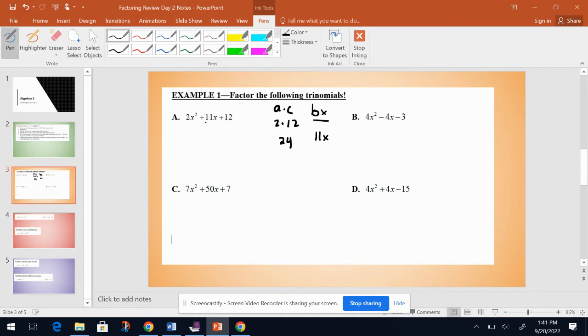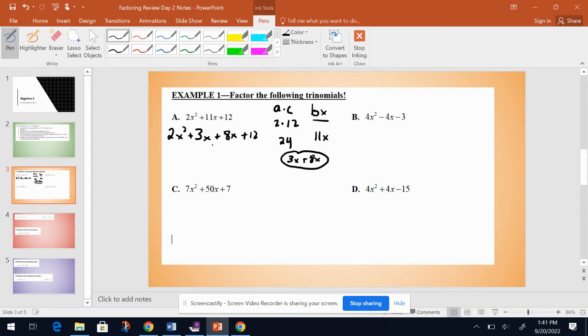Okay, so my whole goal is to replace this 11 with these two numbers. Well, what are the factors of 24? 1 and 24, 2 and 12, 3 and 8, 4 and 6. Well, there it is. It is 3x and 8x. So I'm going to take these two numbers and replace this 11 with these two numbers. Again, where did I get them from? They're the two numbers that multiply to AC and add to BX. So I'm going to put 2x squared plus 3x plus 8x plus 12.